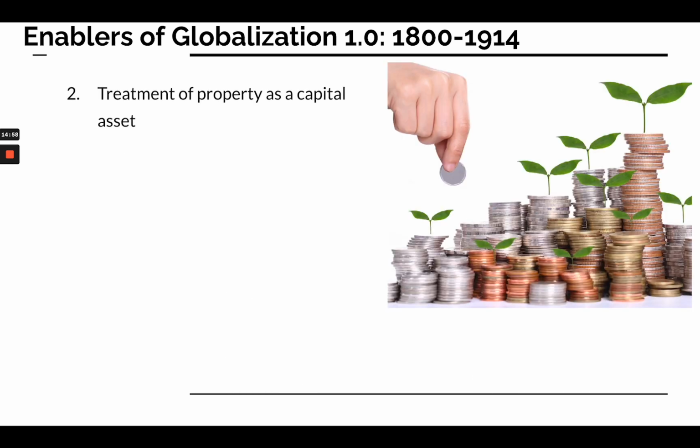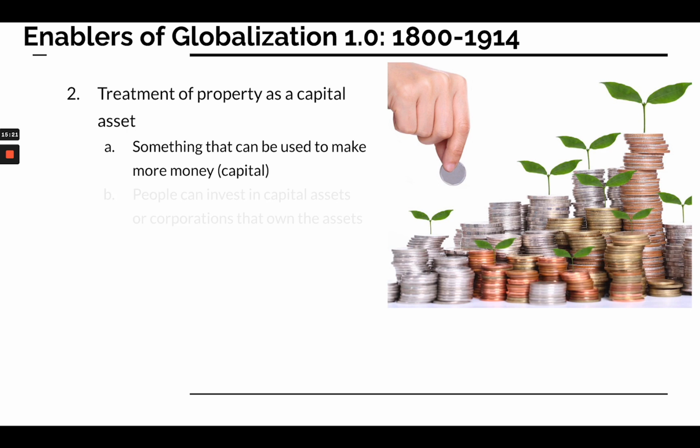And property here is not something just that you accumulate so that you can show people how much stuff you own. Property here is what's known as a capital asset. It is property that can be employed to make more money, right? And here, money and capital mean the same thing. People can invest their money in capital assets like land, like natural resources, like factories, or they can also invest in corporations that own those assets.